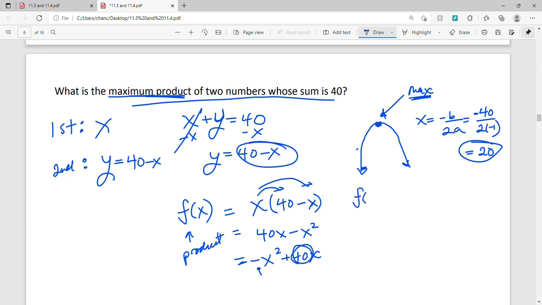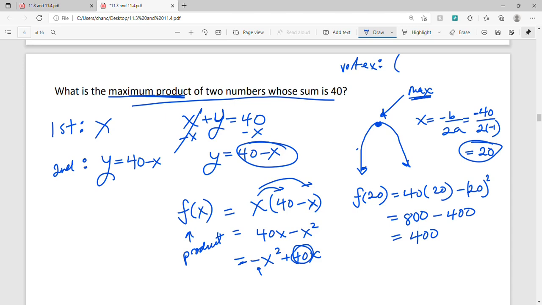f of 20 equals 40 times 20 minus 20 squared. So we'll multiply this out. 40 times 20, that's going to give us 800. And 20 squared, that's 400. f of 20 is equal to 800 minus 400, which is 400. That means my vertex is located at the point 20, 400.